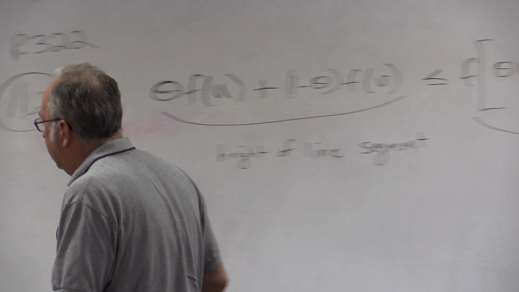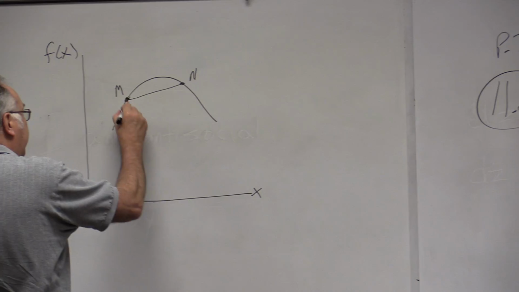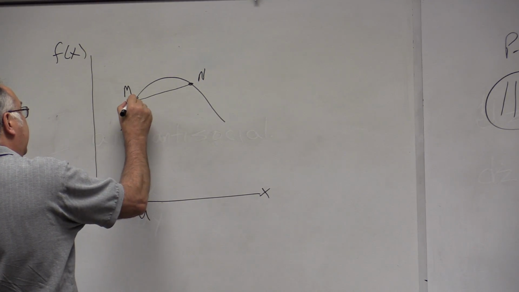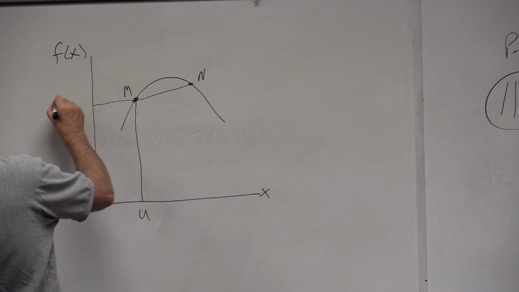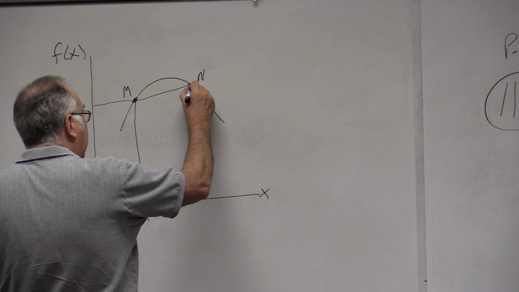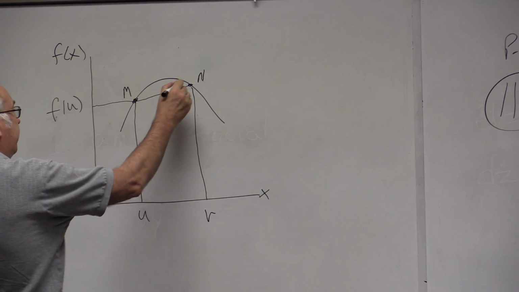Now this is our point u. This is our u value for x. The height of this would be f of u. Here's our v. Here's f of v.